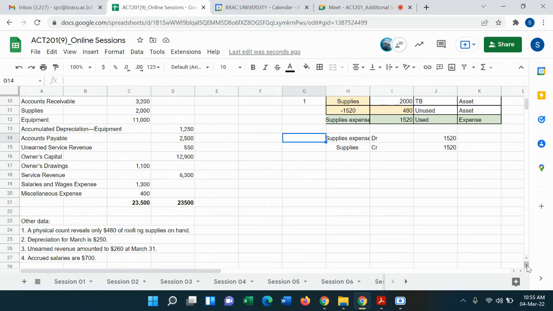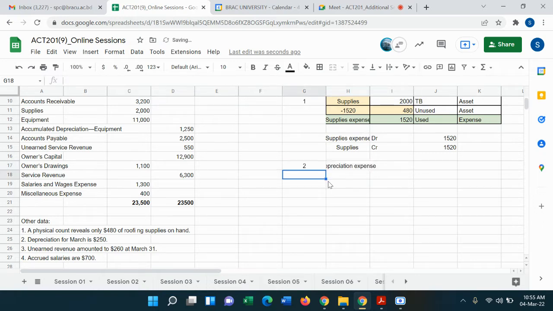Is it clear for the first one? Yes, sir. Okay. Second one, depreciation for March. It's very easy. We did not record it yet. Now we have to record it. What is the journal for depreciation? Its journal is the same: depreciation expense and accumulated depreciation.